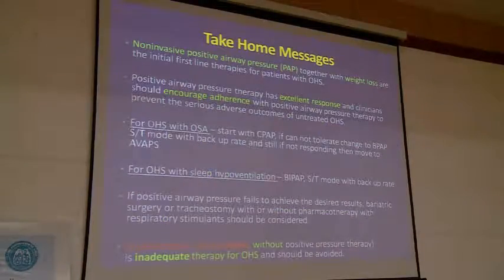Treatment, if it's OHS with OSA, start with CPAP. If not getting better, give BiPAP, but with that ST mode and a backup rate. Patient still doesn't respond, then please give AVAPS. If at all the patient has central hypoventilation, then no role of CPAP. We give BiPAP with a backup rate in the ST mode.